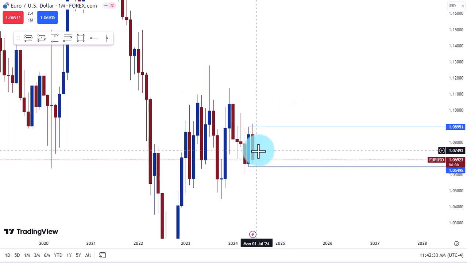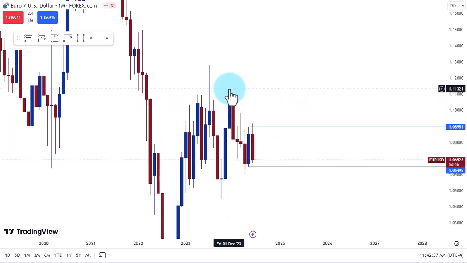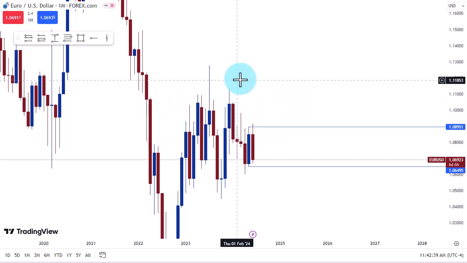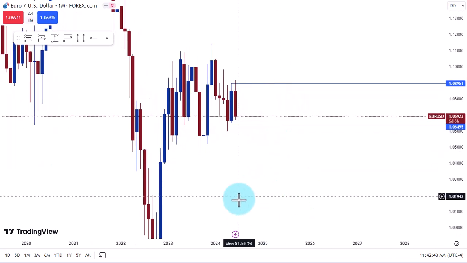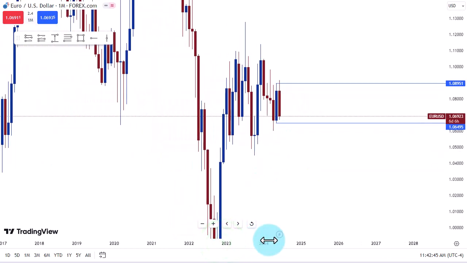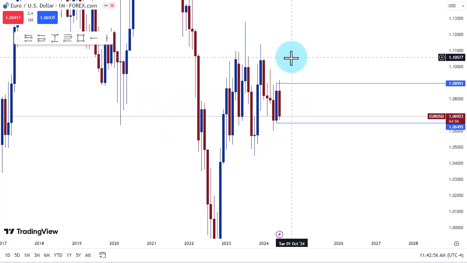But also, if you keep looking to the left, you see that this blue candle here is a bearish order block. Yes, it's a bearish order block. Go and watch the video on order block that I've dropped on this channel. This blue candle here is a bearish order block.